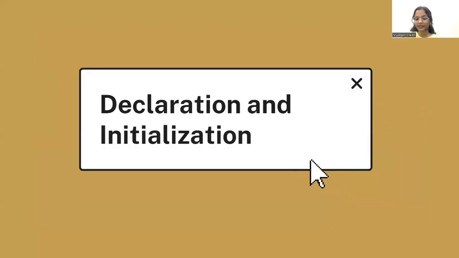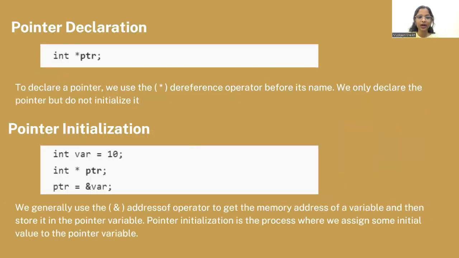Let's see the declaration and initialization of pointers. Pointer declaration. To declare a pointer, we use the asterisk or dereference operator before its name. We only declare the pointer, but we do not initialize it. Here, it's the data type int, asterisk, and the pointer name. This is how we declare a pointer.